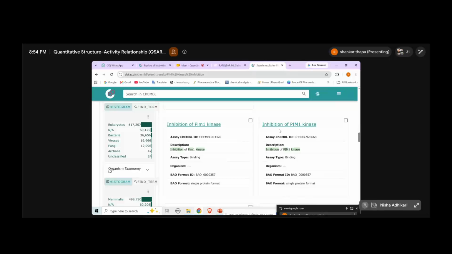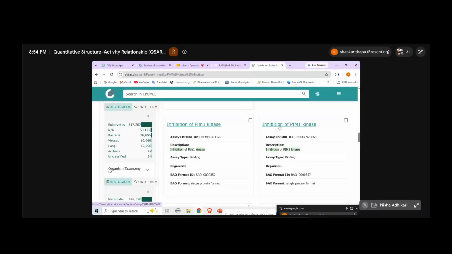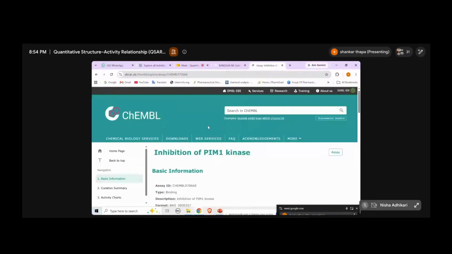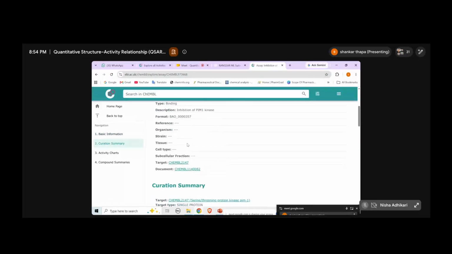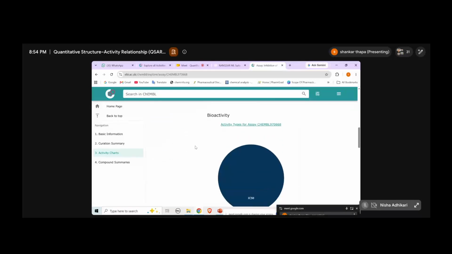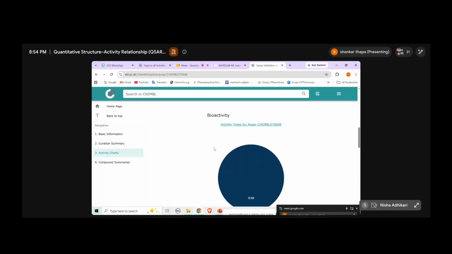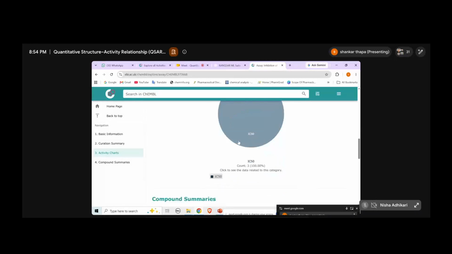Let me show you, let's open these. Inhibition of PIM1 kinase is there. This is the binding assay, but they didn't mention the organism. Just for demo purposes, let me open this. Here you will get the basic information. Scroll down: curation summary and activity. This is very, very important. Activity is mentioned here: what activity they reported, in IC50 form, and how many compounds they included in this assay. Only 3 compounds they have included.